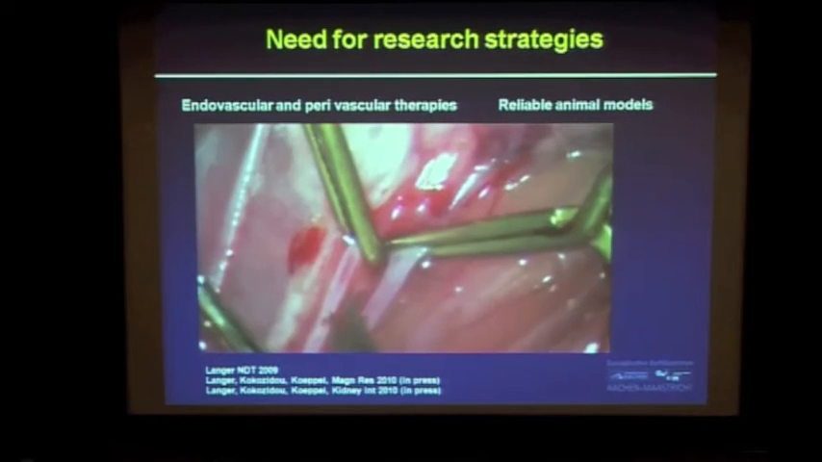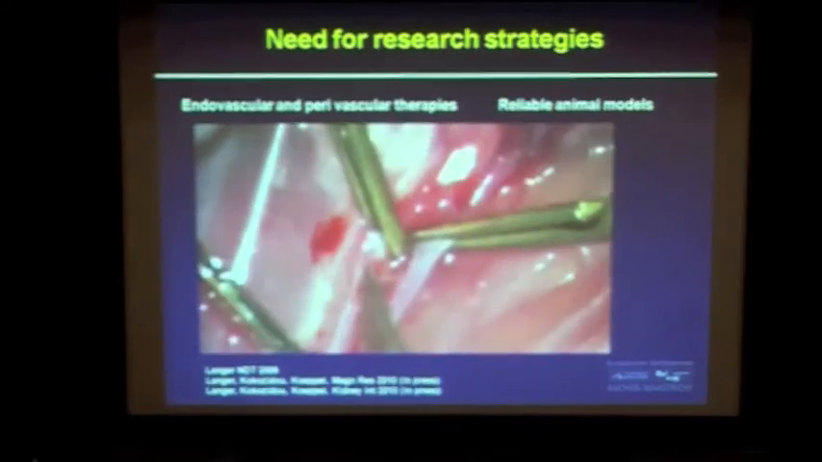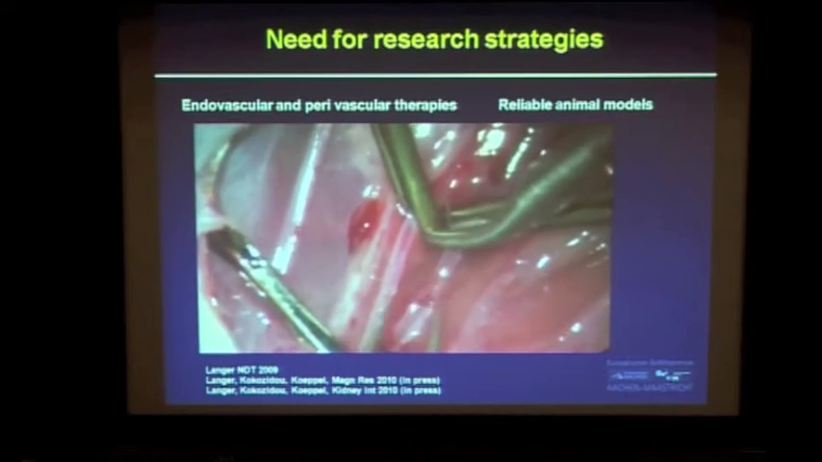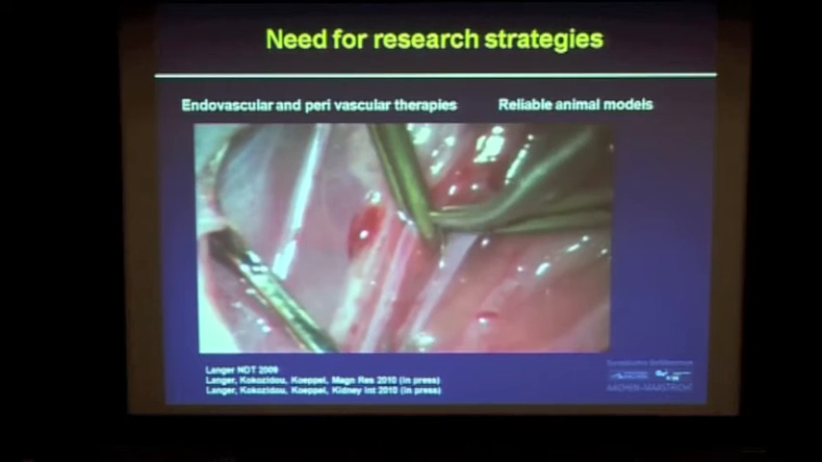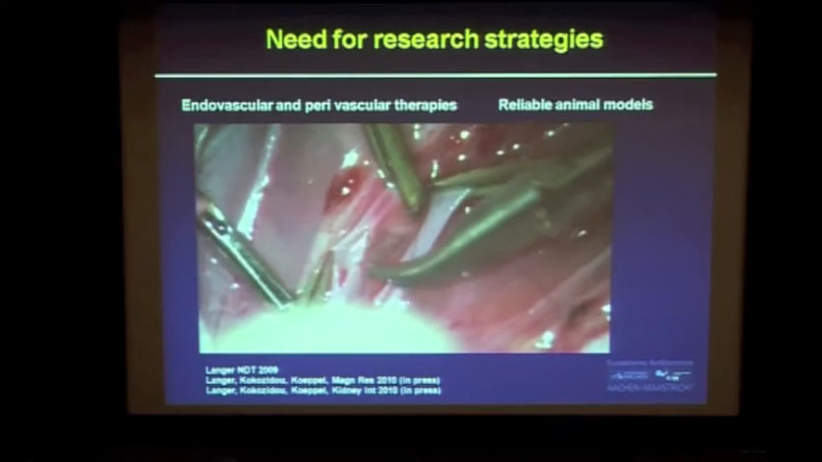insufficiency. And we were proud enough to present this model, and we are starting clinical trials with medication, with perivascular or endovascular therapies, new stents, and such things. We need more of that.